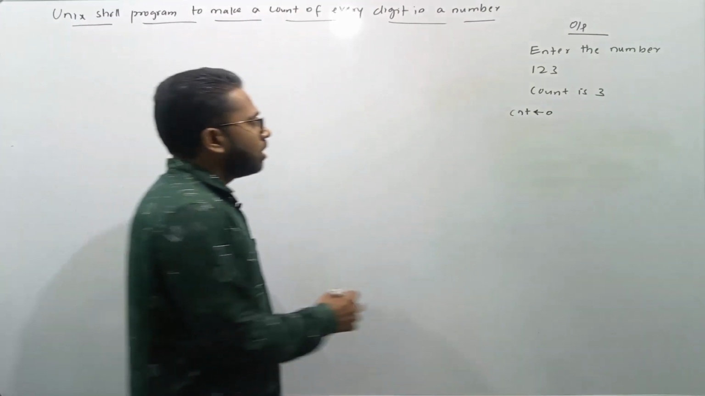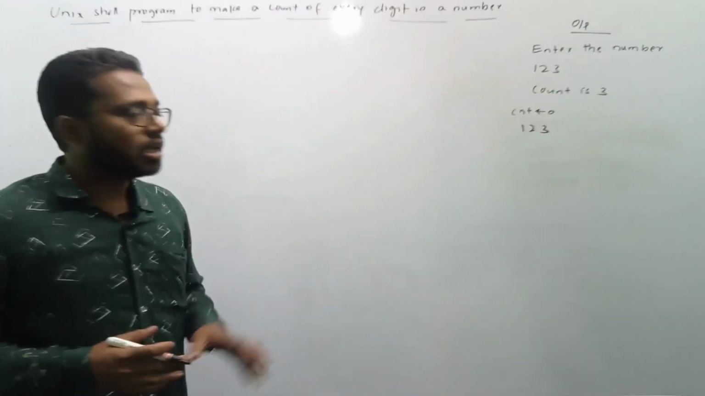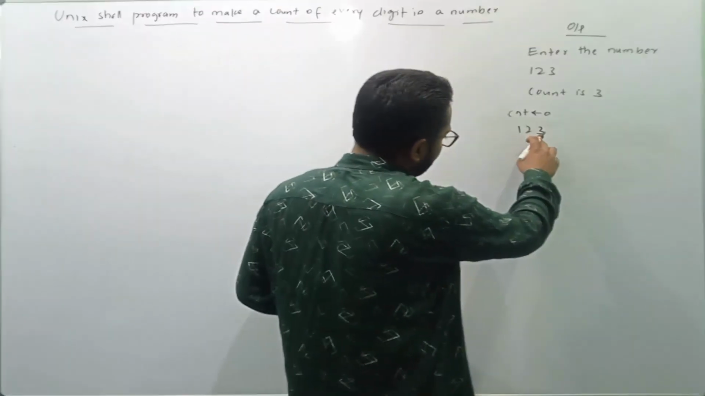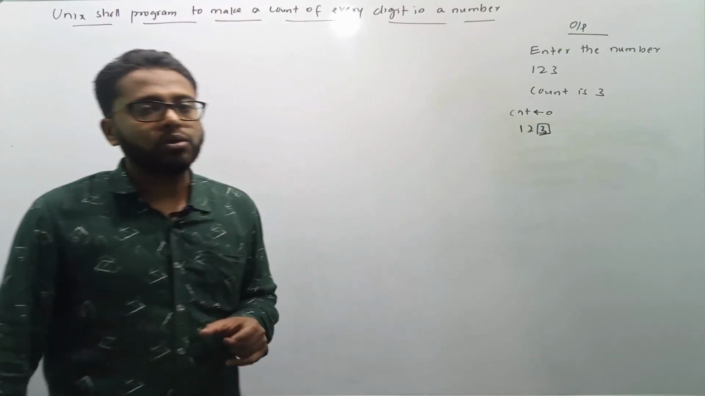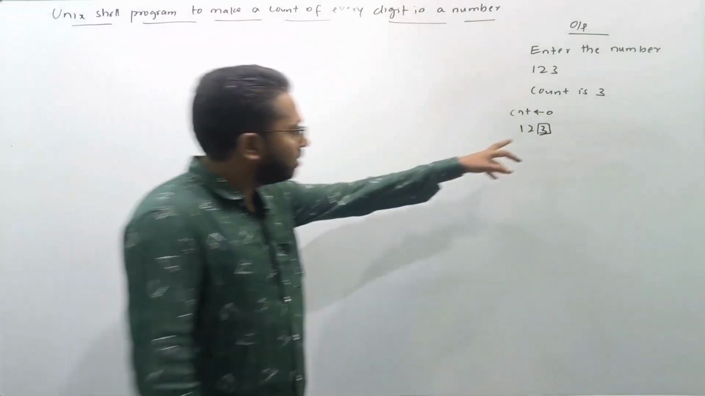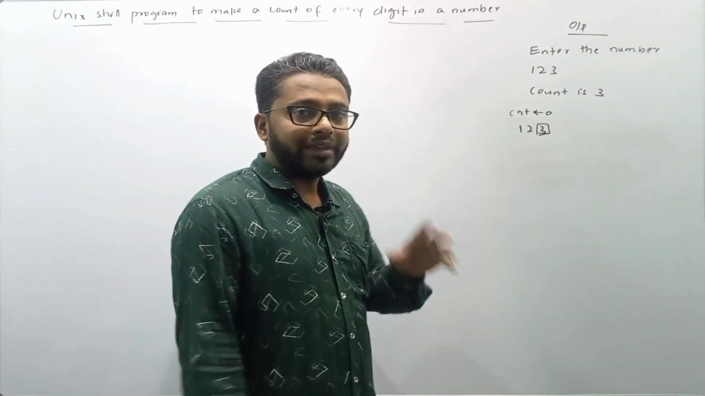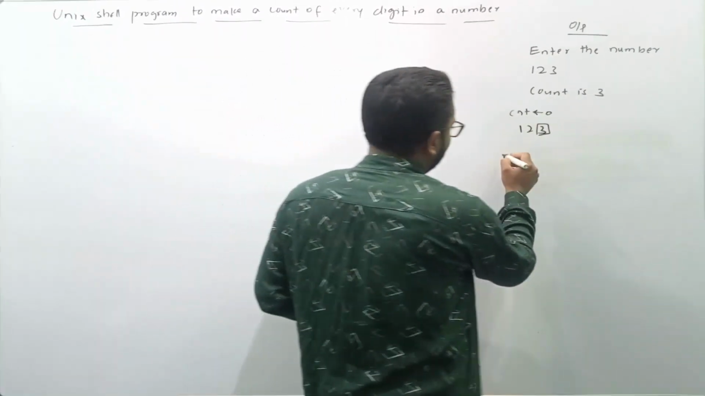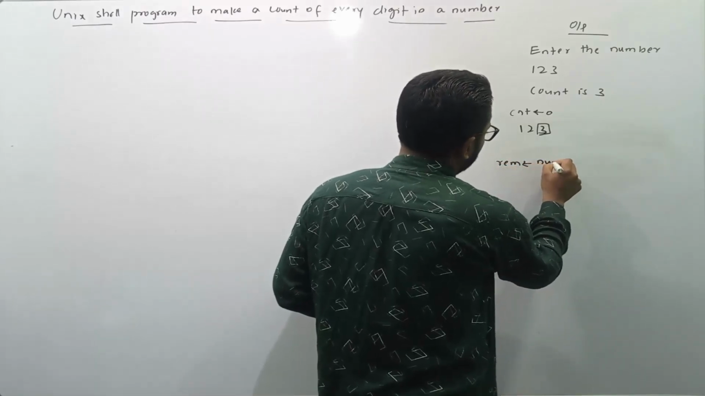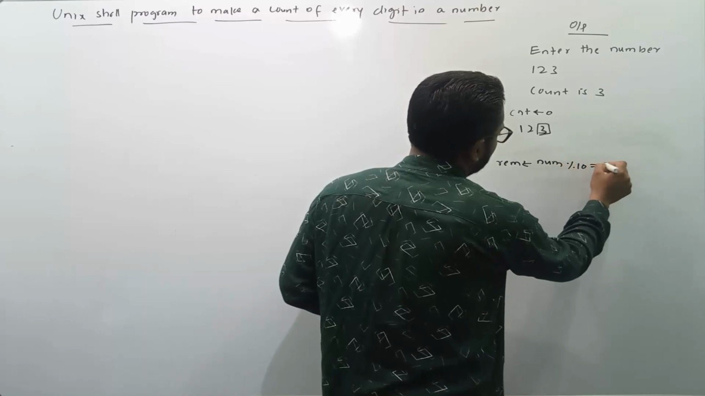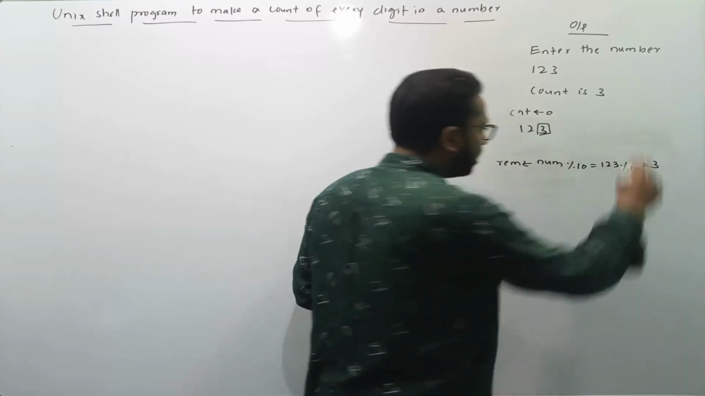Okay, so our number is 123. What we should do is individually access each and every digit of this number. Initially we need to target this 3. So to separate 3, we need to find out the remainder. Remainder equals num mod 10. So num is 123, mod 10, and we will get 3 as the remainder.